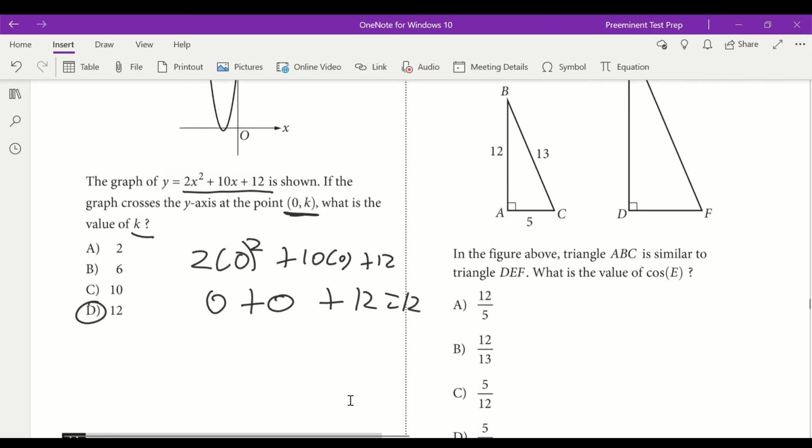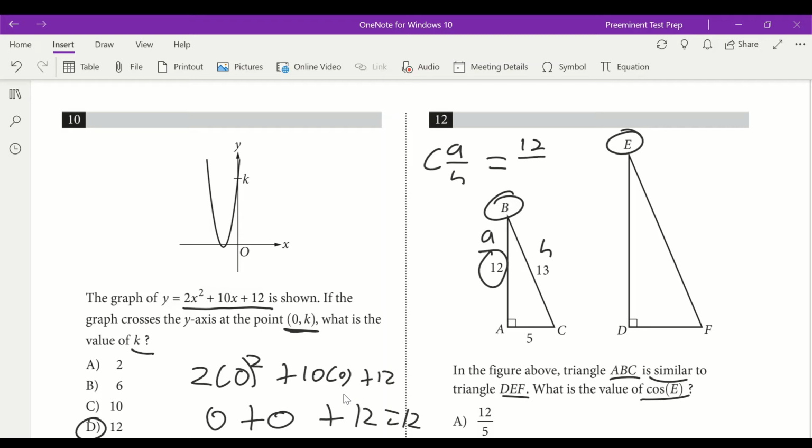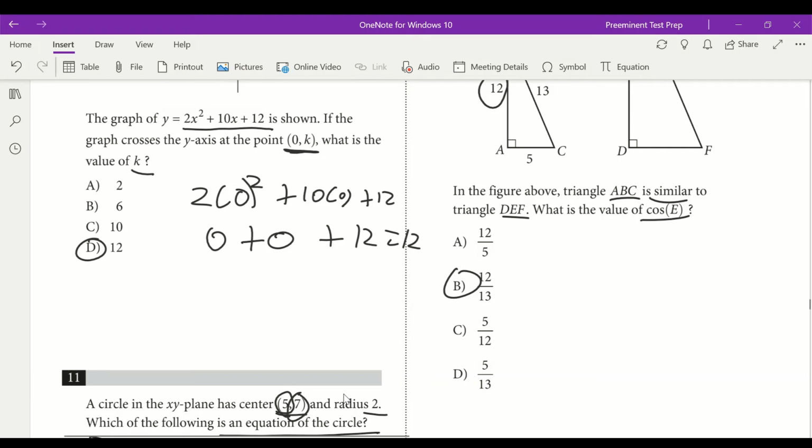Question 12. In the figure above, triangle ABC is similar to triangle DEF. What is the value of cosine E? Well, we know cosine E is the same as cosine B because these triangles are similar. So we know cosine is the adjacent over the hypotenuse. Well, our adjacent is 12 and our hypotenuse is 13. So we know that the cosine of E will equal our adjacent 12 over our hypotenuse 13. So 12 over 13, which is B.